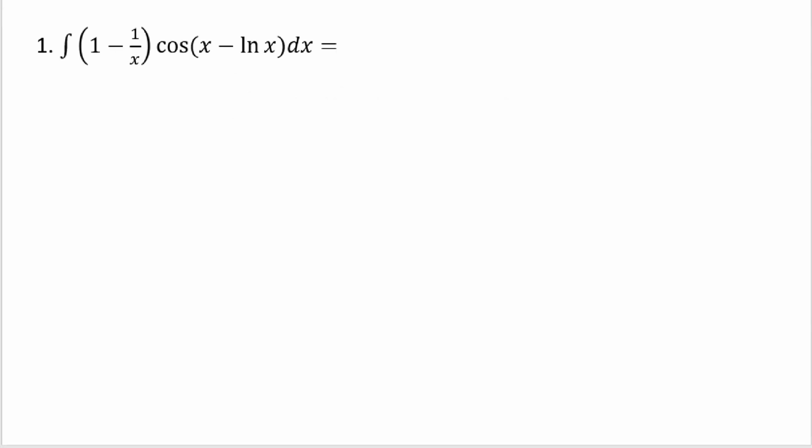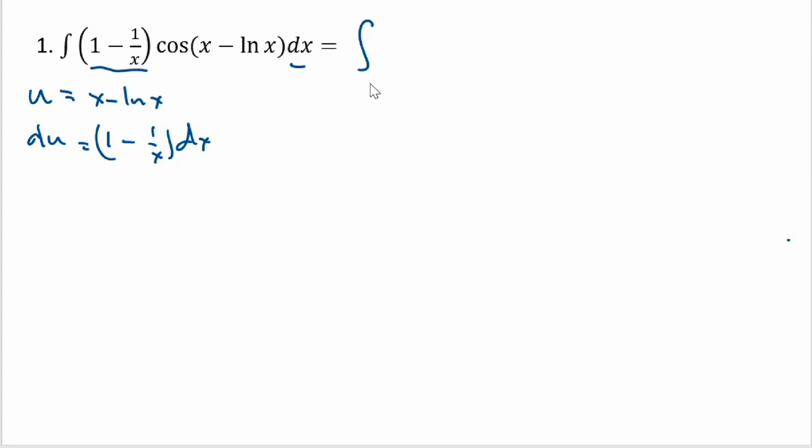For number one, we have the integral of (1 minus 1 over x) cosine of (x minus ln x) dx. So our u here, let u equal x minus ln of x. So du now equals (1 minus 1 over x) dx. Since (1 minus 1 over x) dx is visible in the given, we can now rewrite the given in terms of u and du.